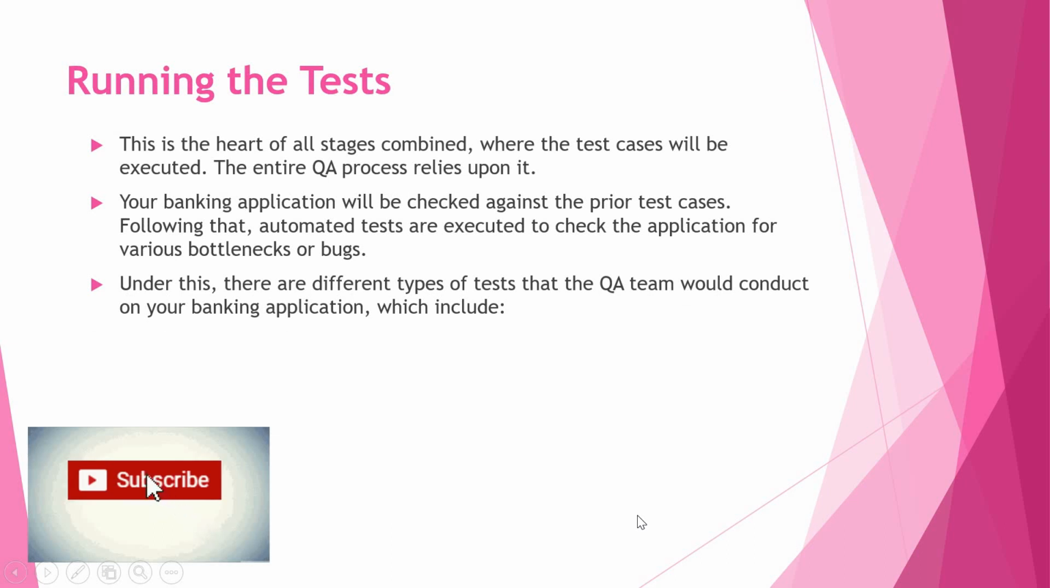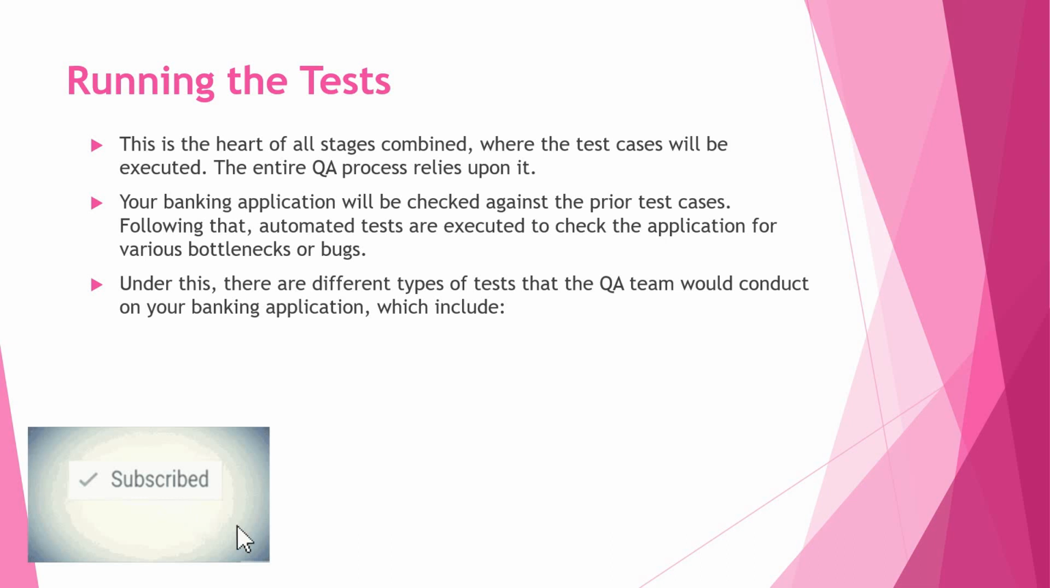Then we have running the test. So this is the heart of all stages combined where the test cases will be executed. The entire QA process relies upon running the test cases. Your banking application will be checked against the prior test cases. Following that, automated tests are executed to check the applications for various bottlenecks or bugs.